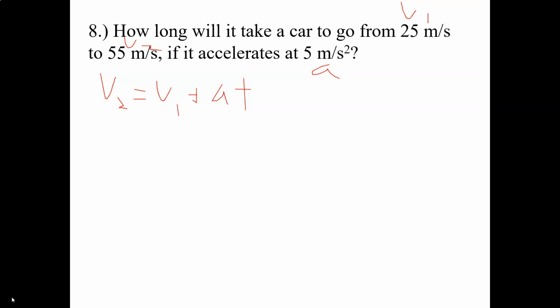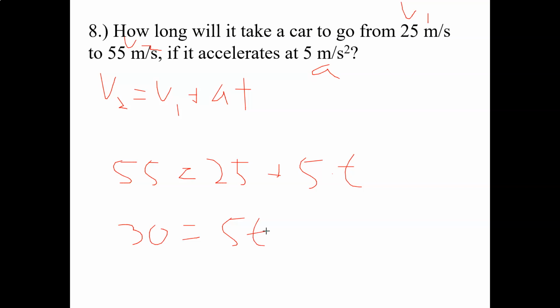So we'll plug in our numbers here. So our V2 is 55. So 55 equals V1, which is 25, plus my acceleration, which is 5, times t. Okay. So what's the first thing I want to do here? I want to subtract off the 25 from both sides. So what I'm going to get is 30 equals 5t. And then divide by the 5 and we get t equals 6. And the units on that, if we had followed them, would work out to be seconds.